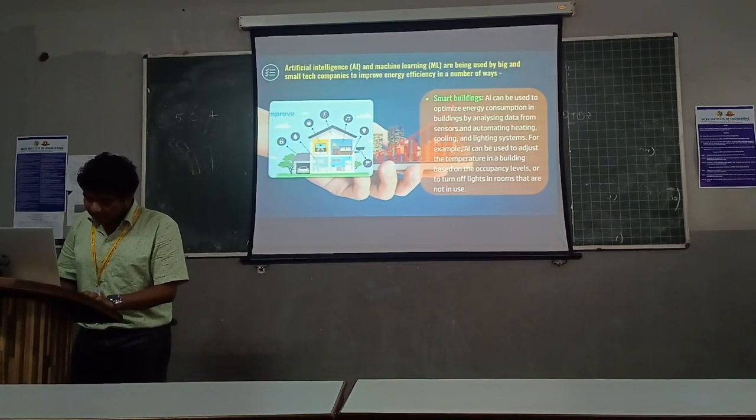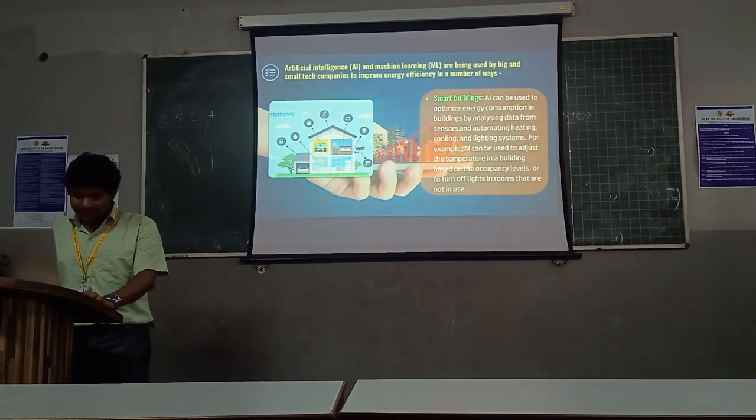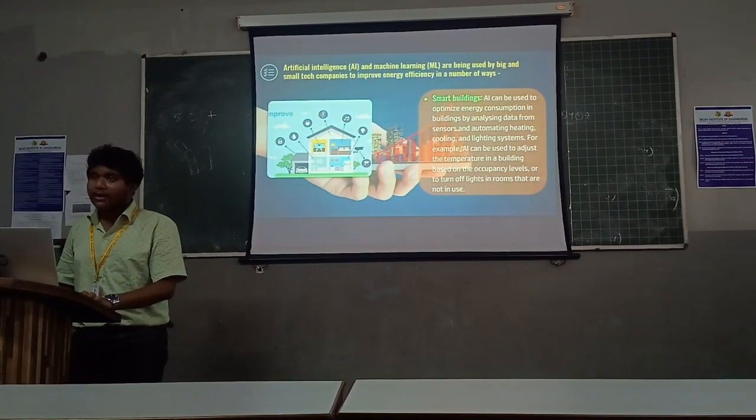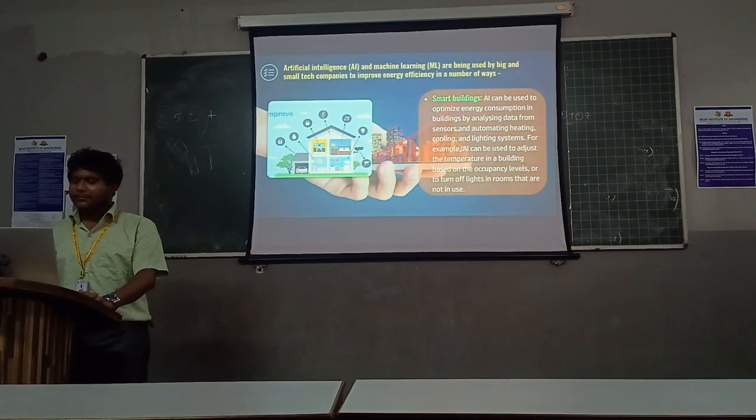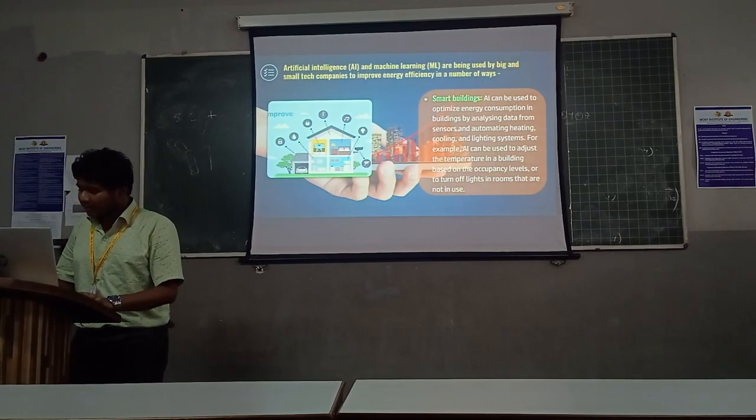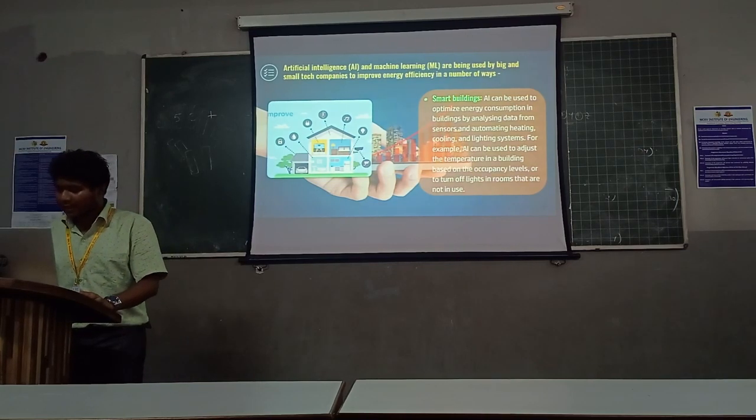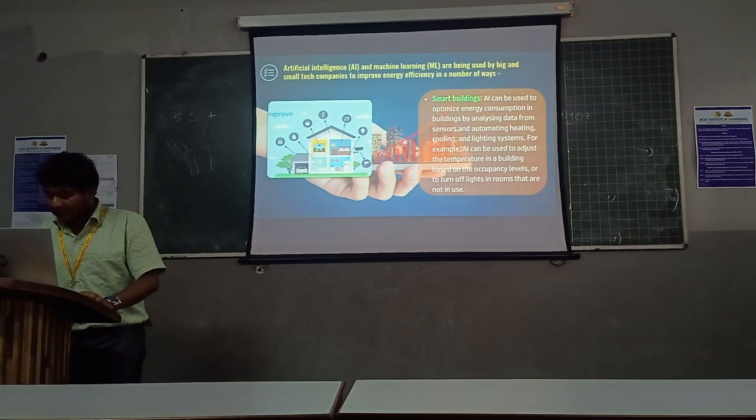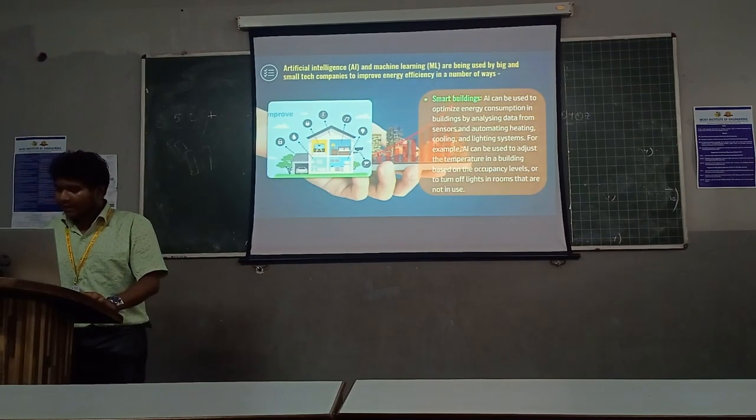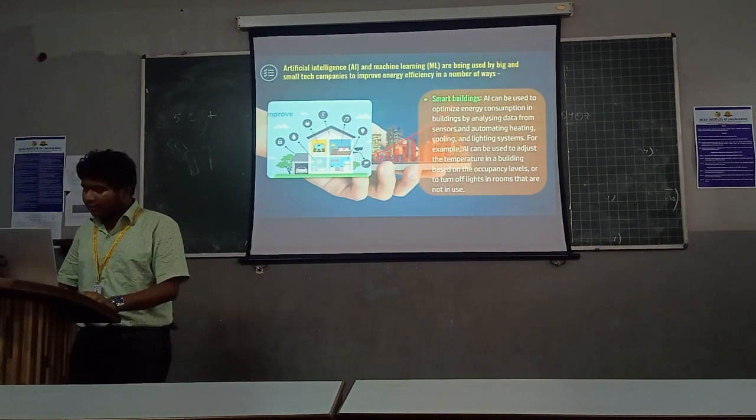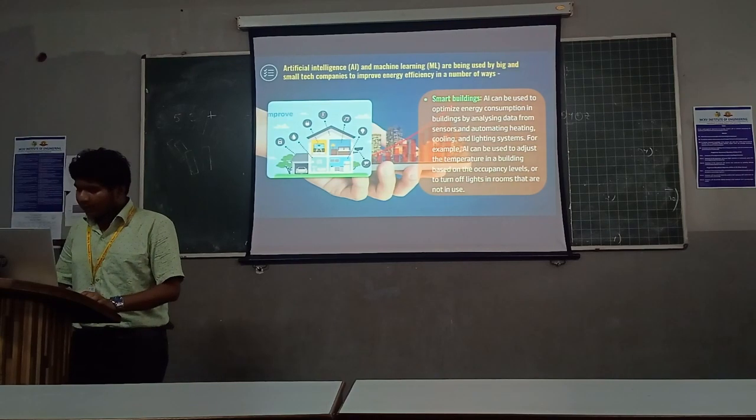So right now, many small and big tech companies are using artificial intelligence and machine learning to improve energy efficiency in a number of ways. The first point is smart buildings. In smart buildings, AI can be used to optimize energy consumption by analyzing data from sensors and automating heating, cooling and lighting systems. For example, AI can be used to adjust the temperature in buildings based on the occupancy level or to turn off lights in rooms that are not in use.